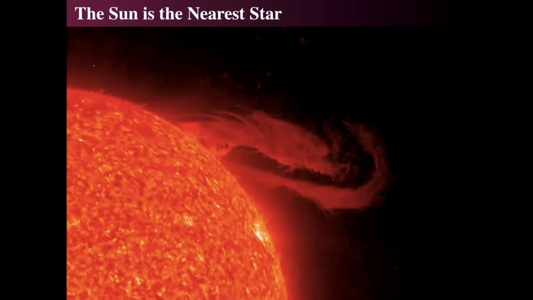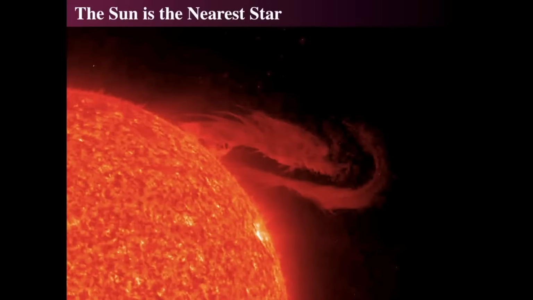So the sun is the nearest star. It's a really, really big object. It's the sun. It's huge. A million Earths could fit inside it. 110 Earths can fit across it. And it's a big, big thing. It comprises 99% of all the mass in the solar system.